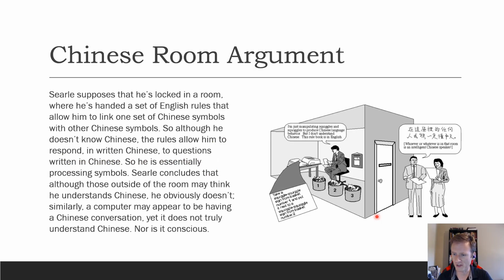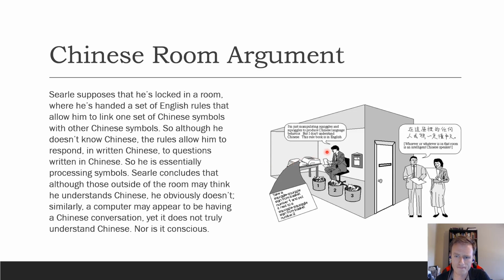And why should we believe this view? Searle gives a very famous argument called the Chinese room argument. Searle supposes that he's locked in a room where he's handed a set of English rules that allow him to link one set of Chinese symbols with other Chinese symbols. Although he doesn't know Chinese, the rules allow him to respond in written Chinese to questions written in Chinese. He's essentially processing symbols. Searle concludes that although those outside of the room may think he understands Chinese, he does not understand Chinese. Similarly, a computer may appear to be having a Chinese conversation, yet it does not truly understand Chinese, nor is it conscious.